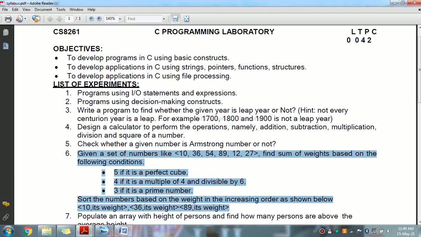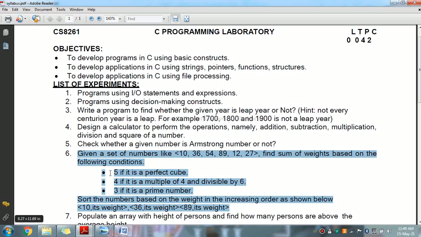So, this is our syllabus. The list of experiments, 6th exercise. Next, there are conditions. If it is a perfect cube, the weight is 5. If it is a multiple of 4 and divisible by 6, the weight is 4. If it is a prime number, the weight is 3. Otherwise the weight is 0. Sort the numbers based on the weight in increasing order.